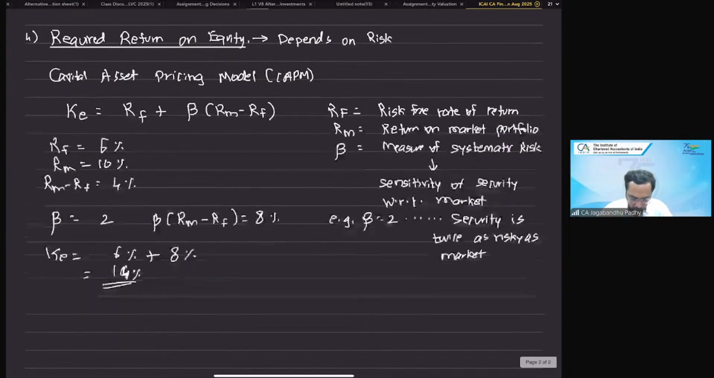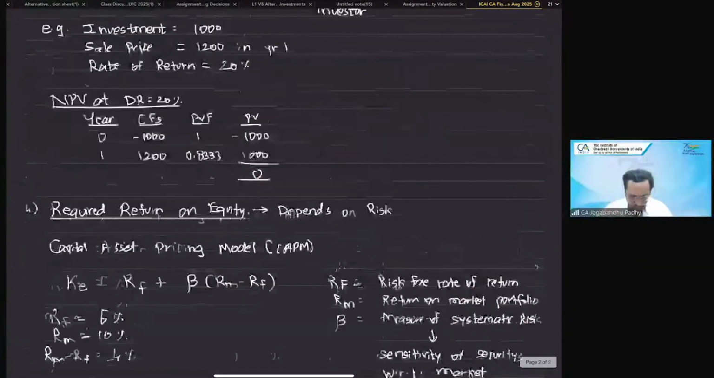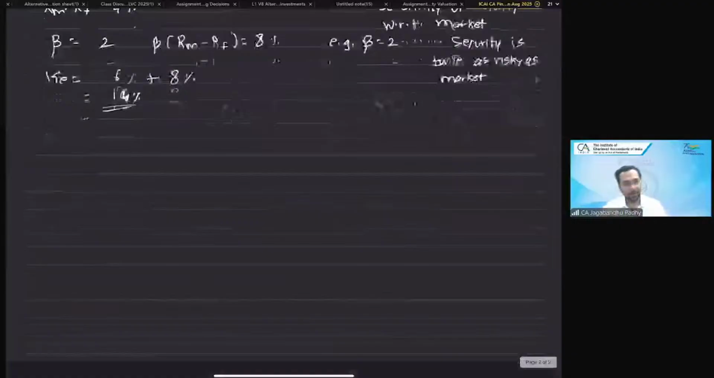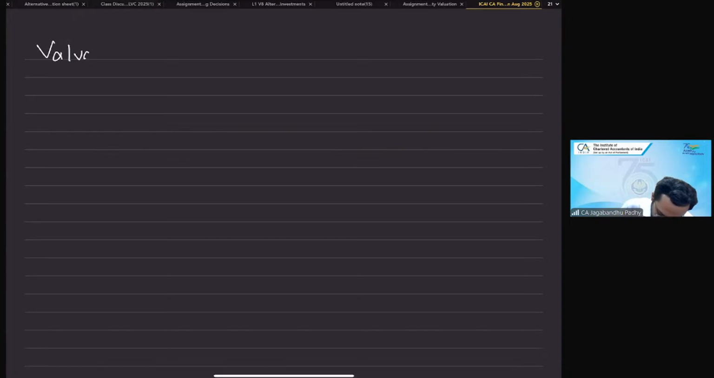Okay, now with these return concepts clear, let's go ahead with the next important part, which is the valuation of equity shares. There are different approaches to that. We'll take them up one by one. So, valuation of equity shares.